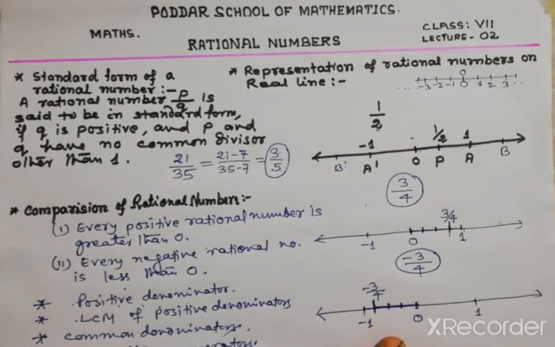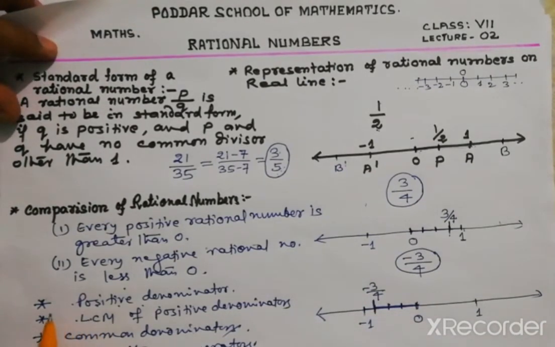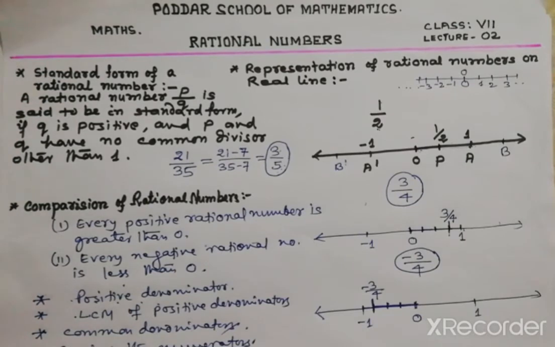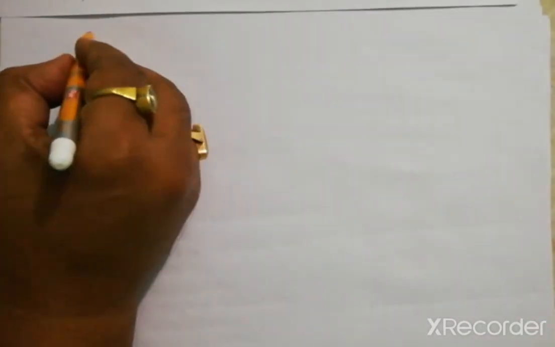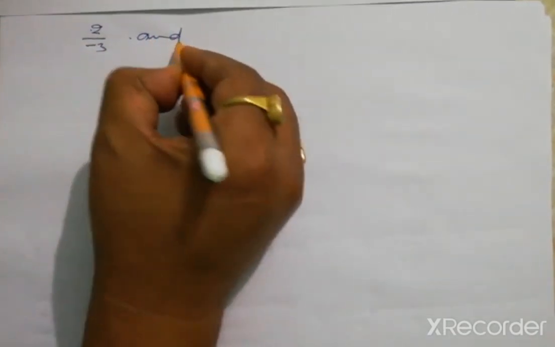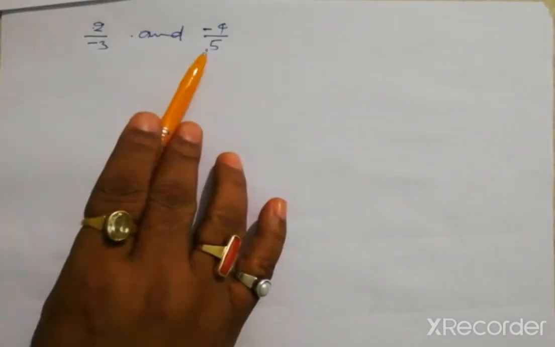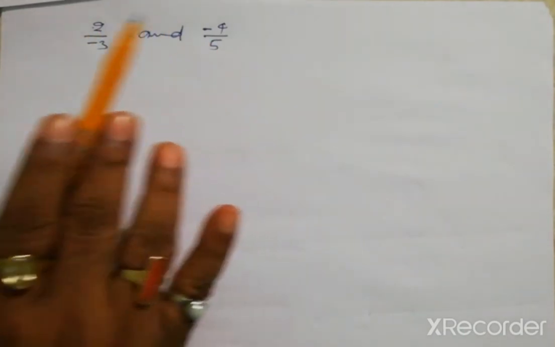तो ये चार पॉइंट हमको करना है. पहला पॉइंट है कि डिनोमिनेटर जो भी दो रैशनल नंबर दिया हुआ है, एक एग्जाम्पल लेते हैं, कोई दो रैशनल नंबर हम कंसीडर करते हैं. First rational number is 2 by minus 3 and the second is minus 4 by 5. There are two rational numbers. We have to compare which rational number is smaller out of these two.